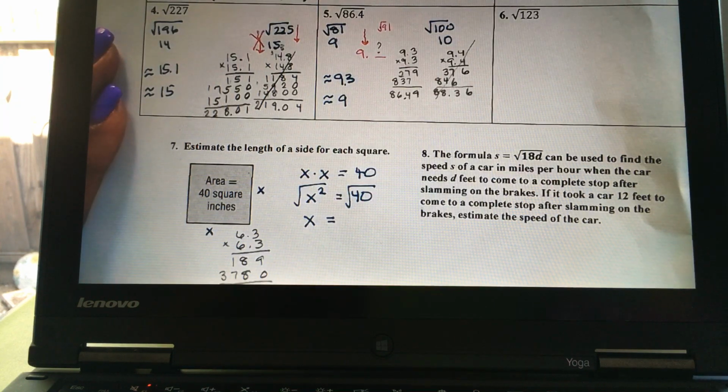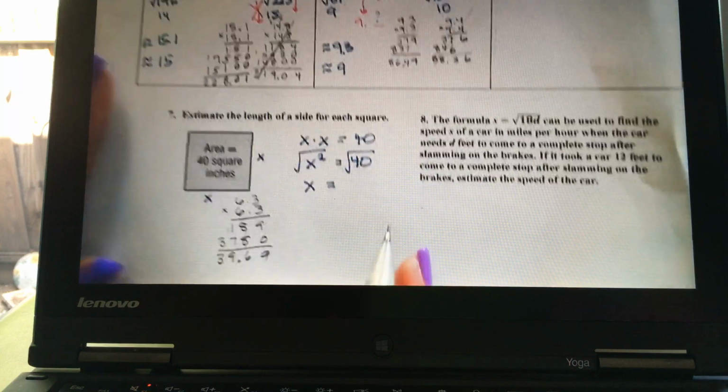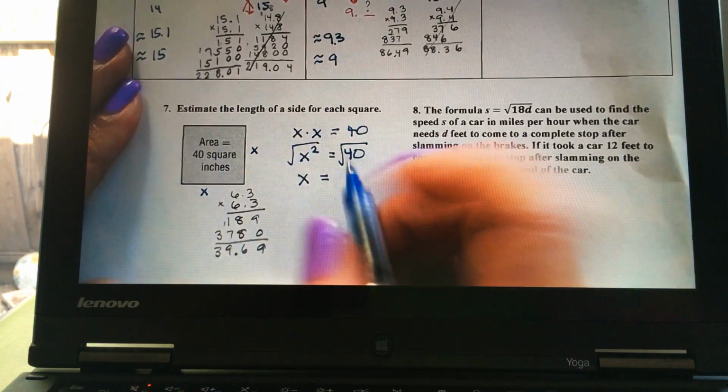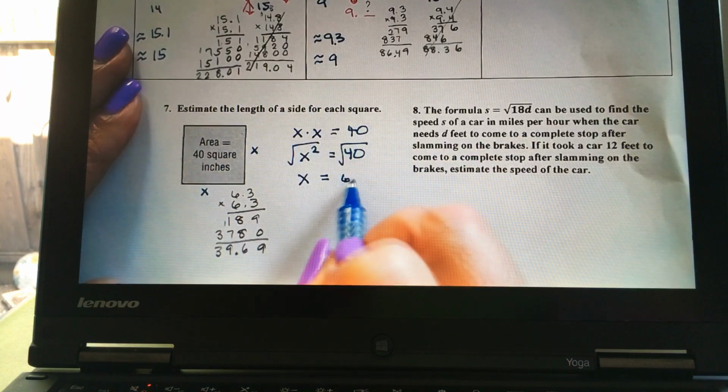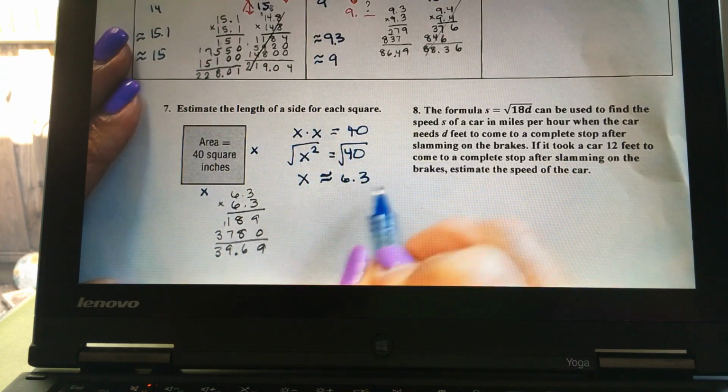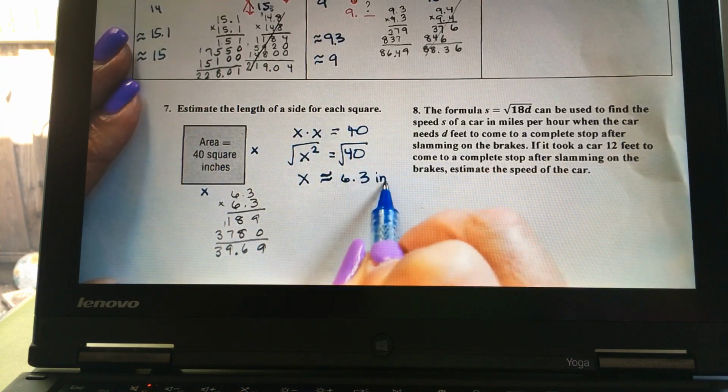So let's see what we get when we multiply. 39.69. Oops, scoot this up. That's actually quite close. So I'm going to go ahead and take that as my best guess, my best estimate. So 6.3, and again, I'm going to put those approximate signs, approximately 6.3 inches for each side.